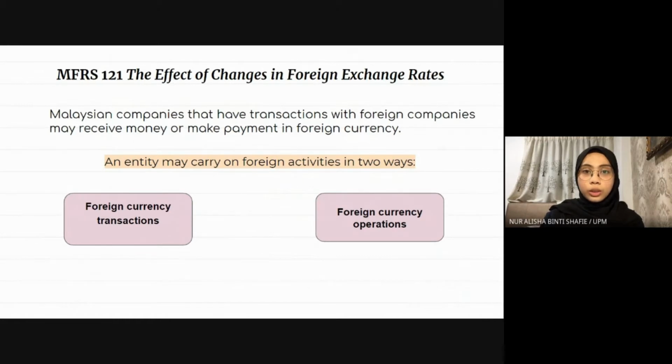As Malaysia grows, a lot of companies will enter into foreign currency transactions. Malaysian companies that have a transaction with foreign companies may receive money or make payment in foreign currency. An entity may carry on foreign activity in two ways. The first way is through foreign currency transaction. The second way is through foreign currency operation.